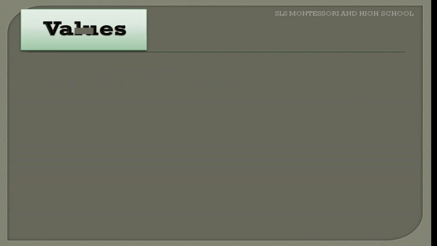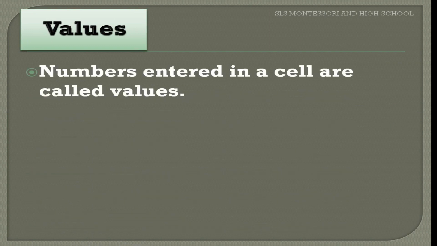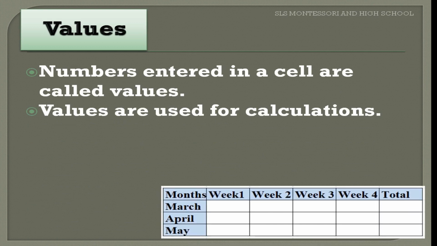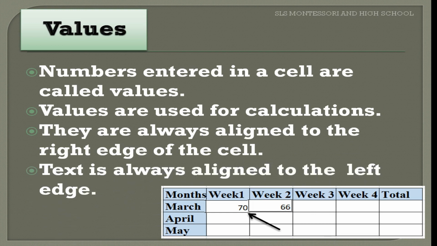Now, what is a value? Numbers entered in a cell are called values. Values are used for calculations. Like 70 and 66 are values that are inserted in a table and will be used for calculations. They are always aligned to the right edge of the cell, while text is always aligned to the left edge.